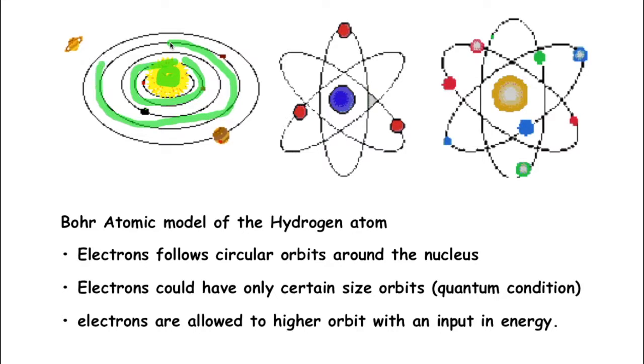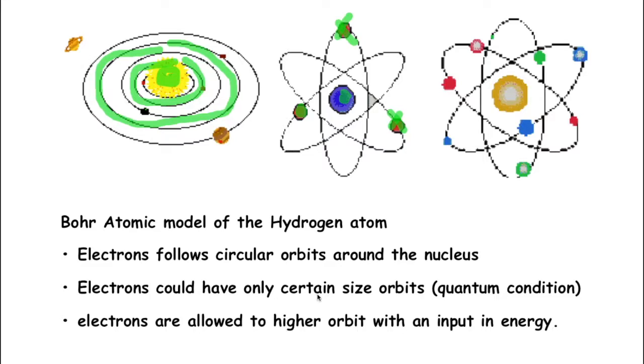So with hydrogen, with just one proton and one electron, you have just one electron orbiting that nucleus. And what happens is that this electron is going to be orbiting at a certain distance from the nucleus until you give it some sort of energy. That was Bohr's planetary model of the atom. He said that electrons follow a circular orbit around the nucleus.